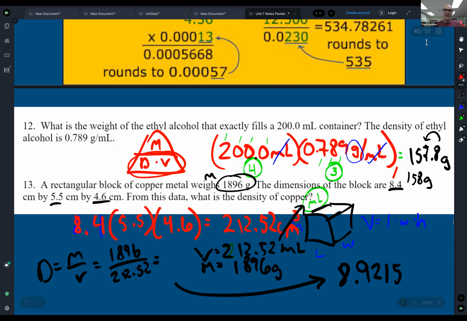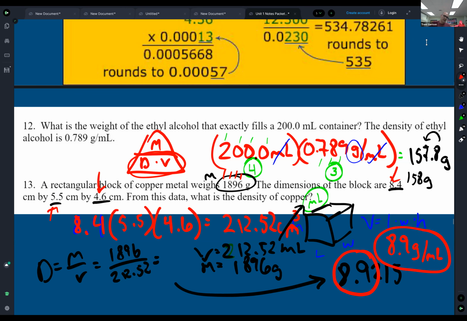There are two significant figures in each of these values. There are 1, 2, 3, 4 in this value. I'm only allowed to manipulate it twice, so I'm only going to use two significant figures right here. My answer is 8.9 grams per milliliter as the density.